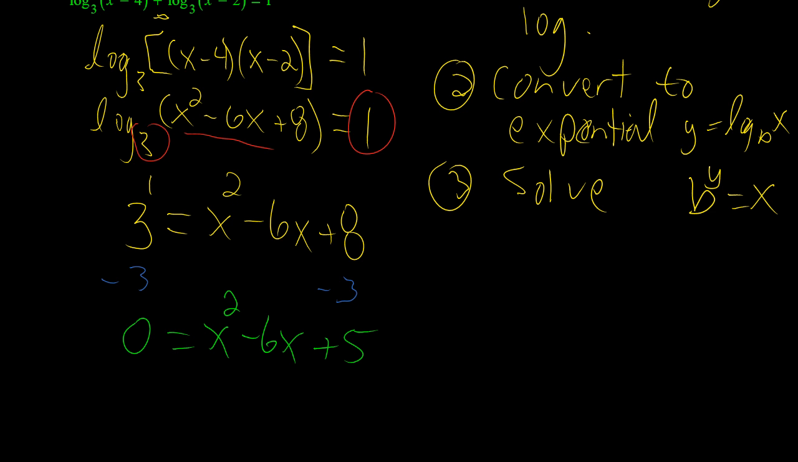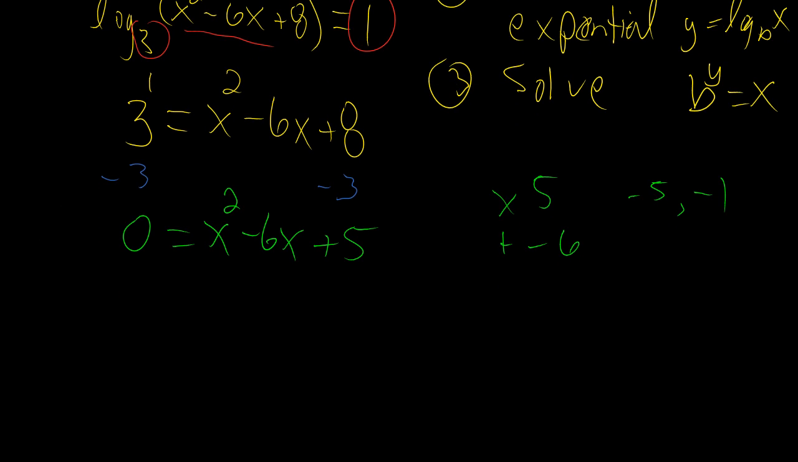So we need numbers that multiply to get 5 and add to get negative 6. So probably 5 and 1, both negative. Negative 5 plus negative 1 is negative 6. Negative 5 times negative 1 is a positive 5. All right, so straight factoring. So (x minus 5)(x minus 1). So x equals 5, x equals 1.